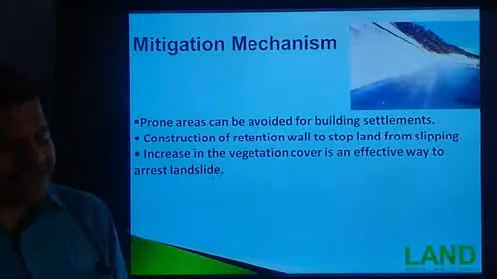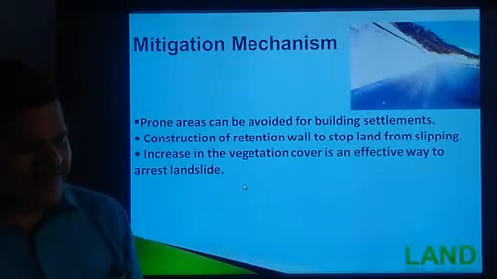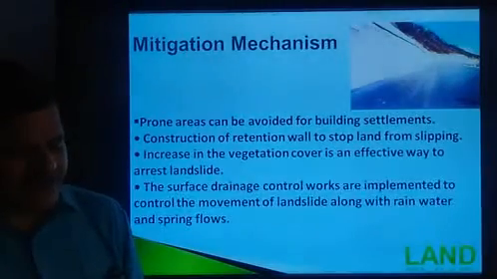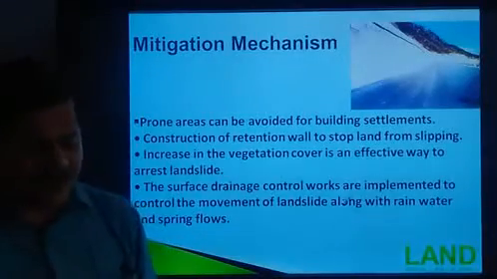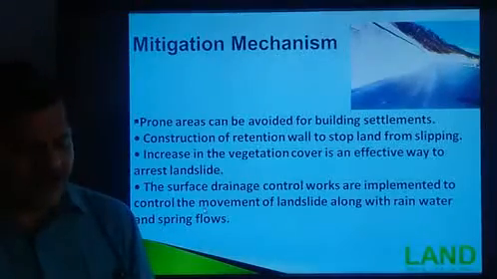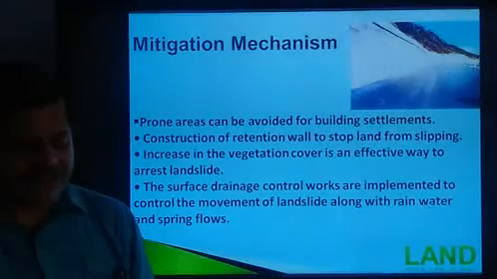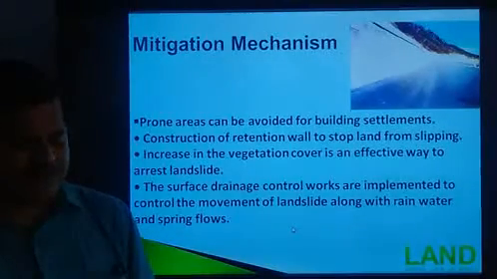An effective way to arrest landslides: these are some. Surface drainage control works are implemented to control the movement of landslides along with rainwater and spring flow.